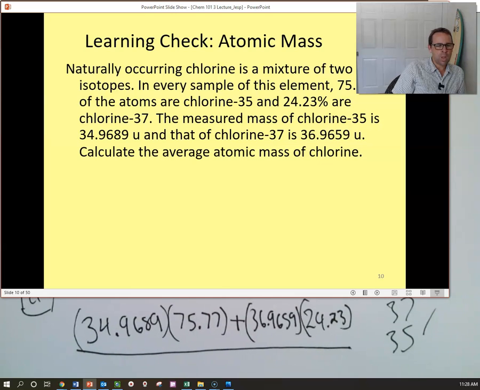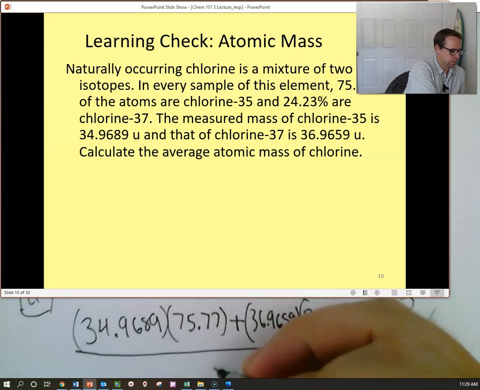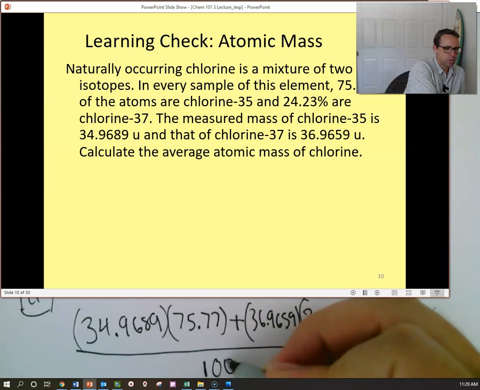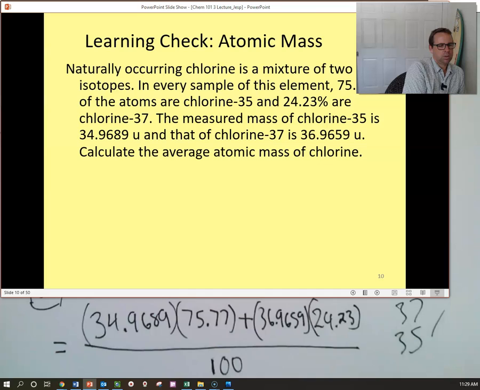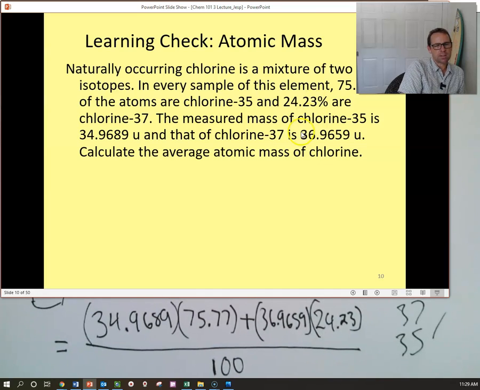Not 2. 75.77 is my per what? What does this little symbol mean? Percent. That's right. For every what? For every 100. So I divide it by 100. And that will equal my average mass.